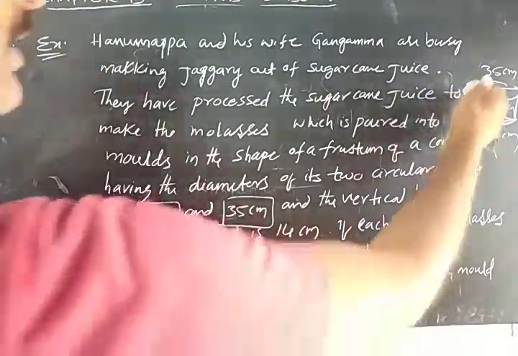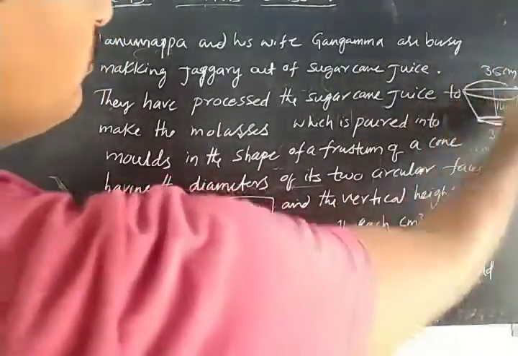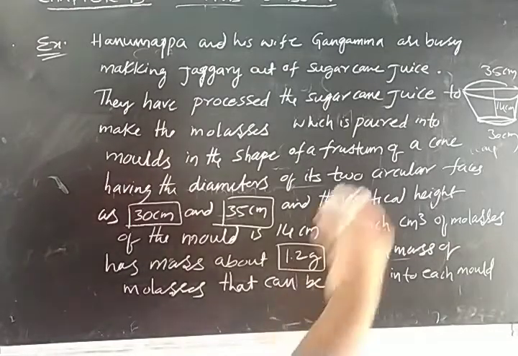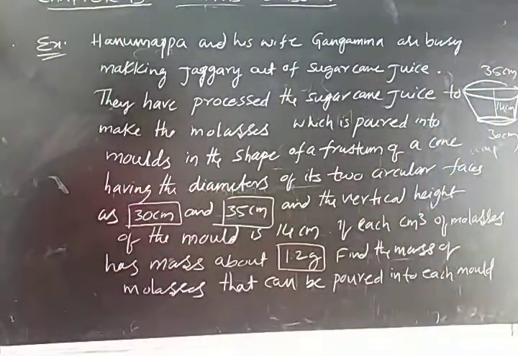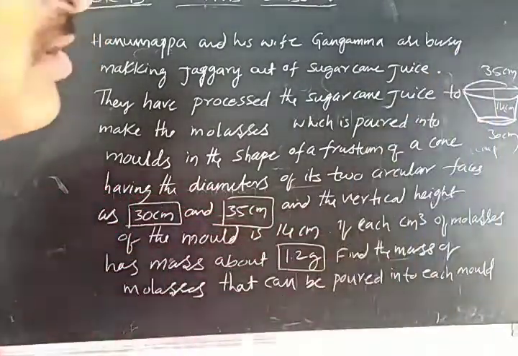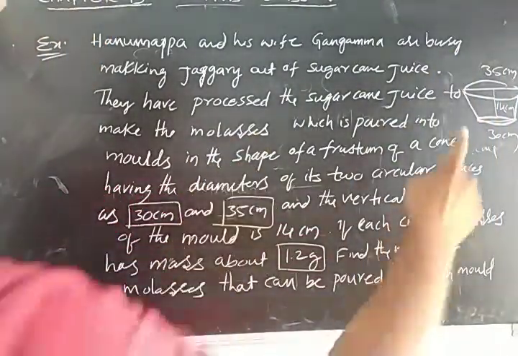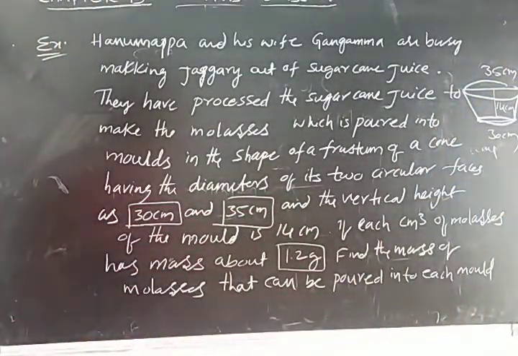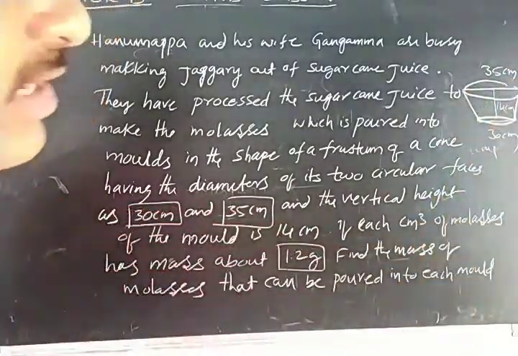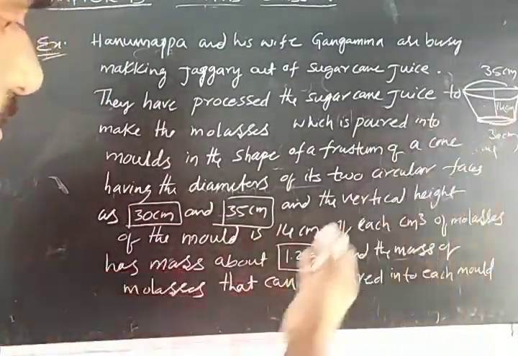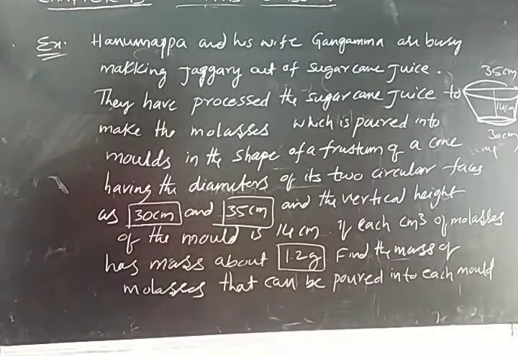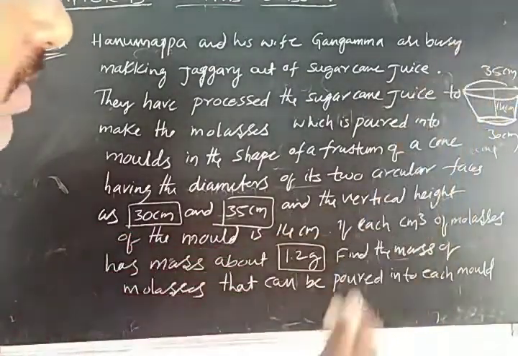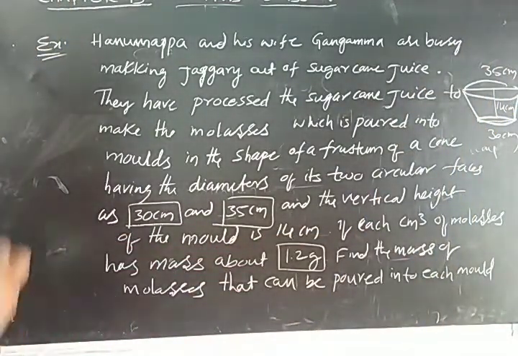That means we have to find the volume of the frustum cone. After getting the volume, we multiply it by 1.2 grams, and automatically we get the quantity of molasses that can be poured into the frustum cone. So we have the upper diameter, lower diameter and height of the mold. I am going to find the volume of the frustum cone, then multiply with 1.2 grams to get the quantity of molasses for each mold. Right, so this is the question.